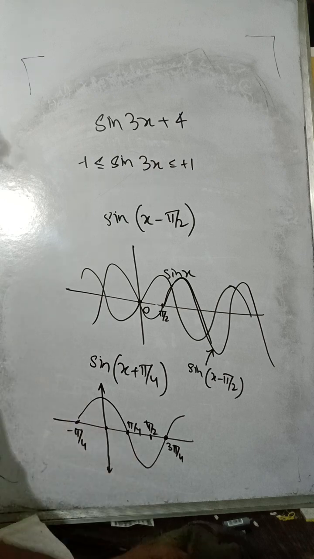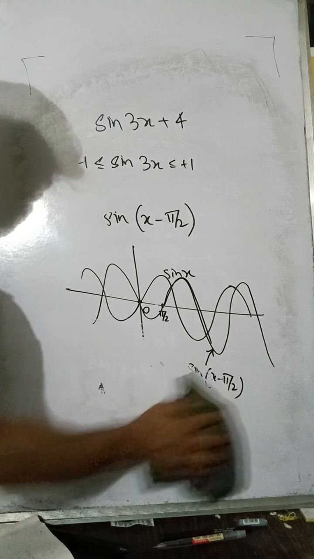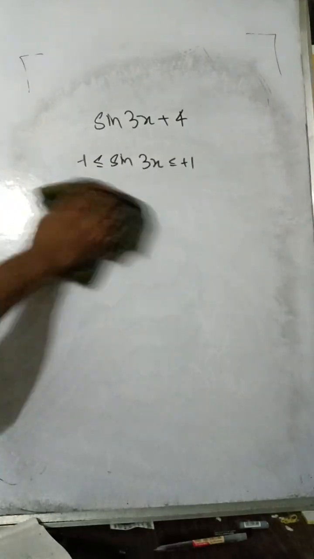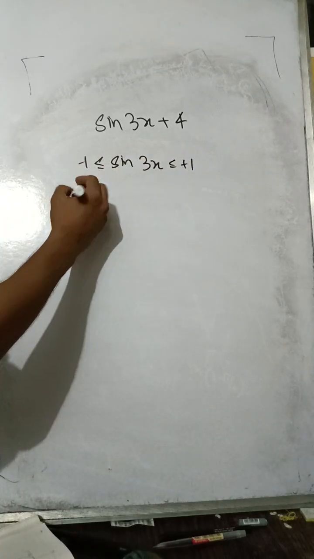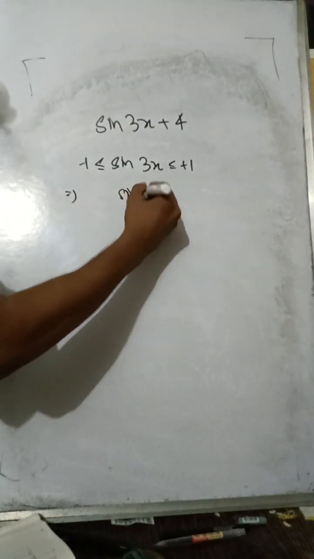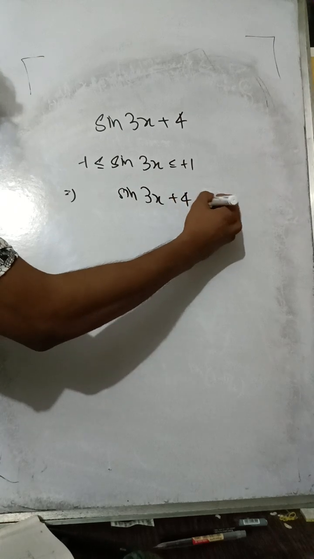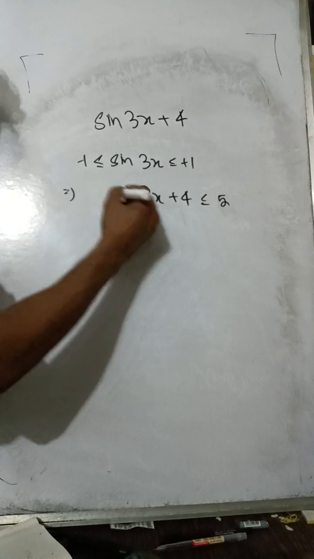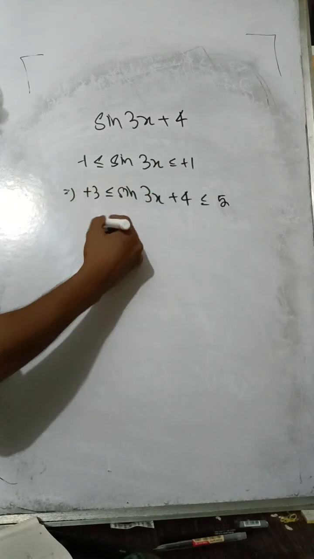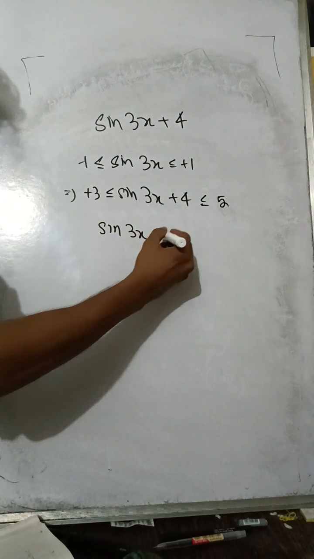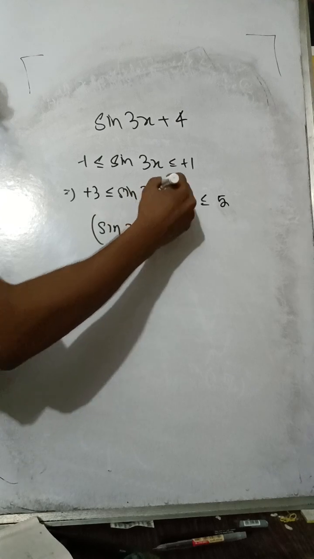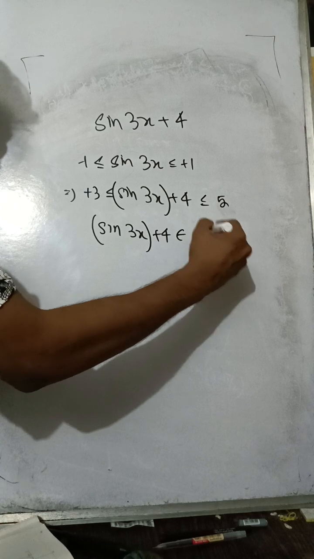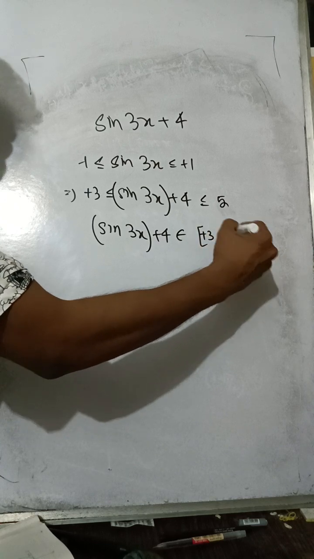So sine 3x is between this. So what about sine 3x plus 4? Sine 3x plus 4, we will add 4 on all the three sides. This will become 5 and this will become plus 3. So the minimum value is plus 3 and the max value is plus 5.